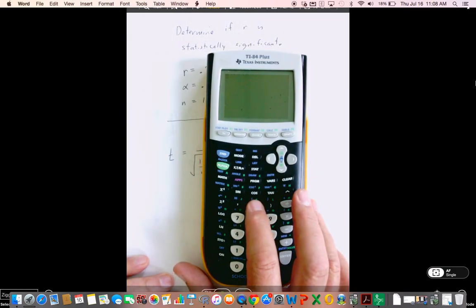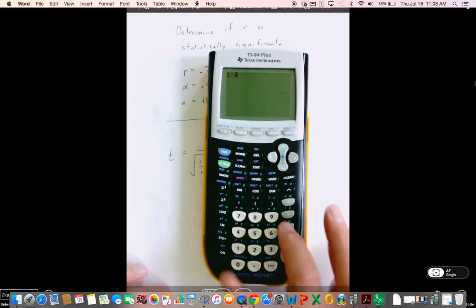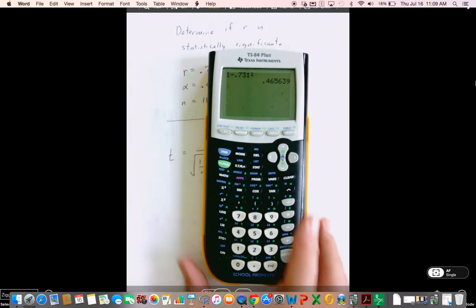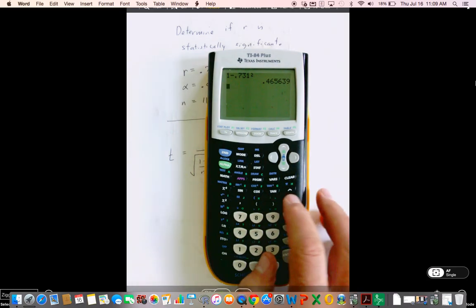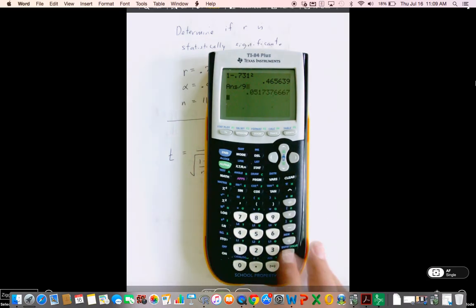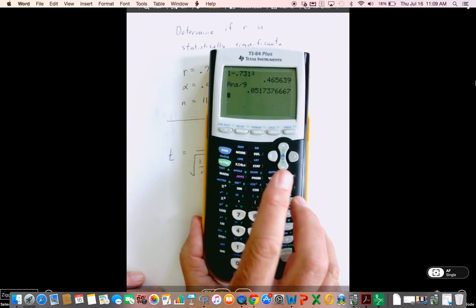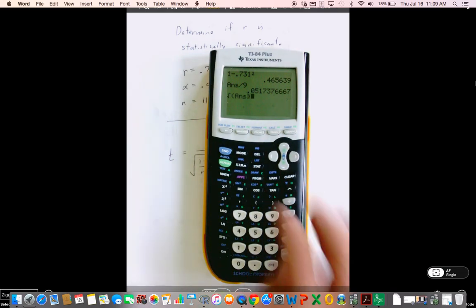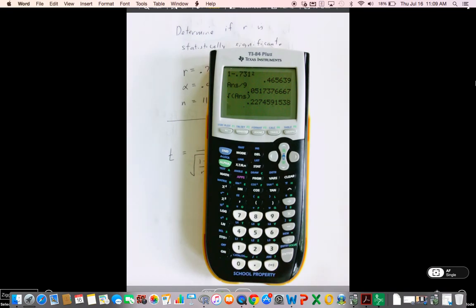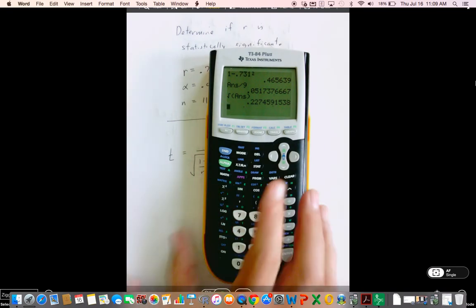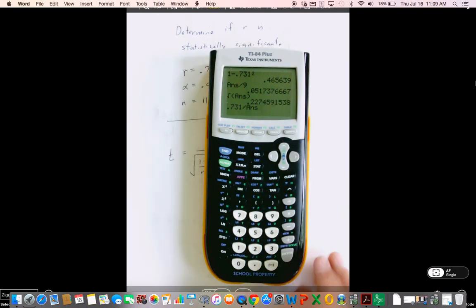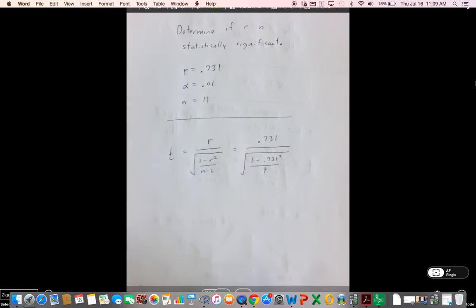So I'm going to just go 1 minus 0.731 squared. I'm going to divide that by 9. And now I'm going to take the square root of that. So that's my entire denominator. I want to take the 0.731 and divide by that answer. And I get 3.21.